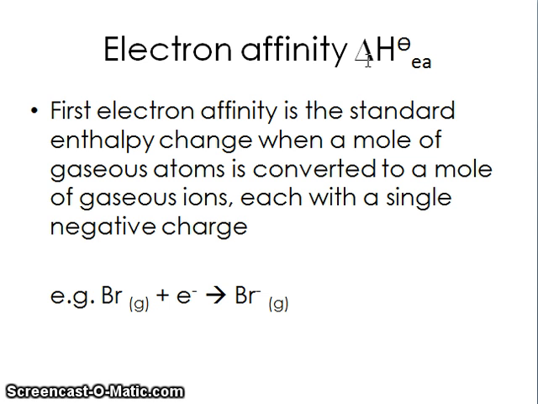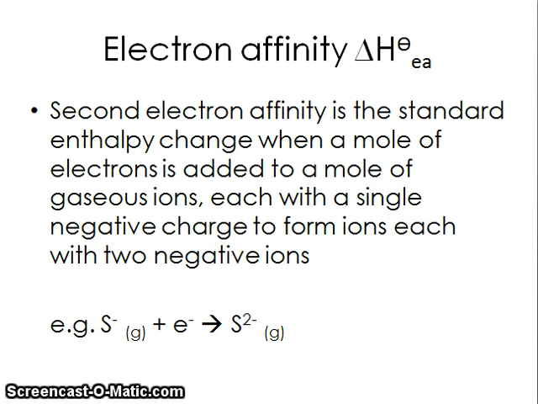Electron affinity is the next definition you need to know. Again, you've got this delta H symbol with the theta for standard conditions, and it's an EA that represents electron affinity. So the first electron affinity is the standard enthalpy change when a mole of gaseous atoms is converted to a mole of gaseous ions, each with a single negative charge. In this case, you're going from Br as a gas, you're adding an electron to it, and it's becoming Br minus as a gas.